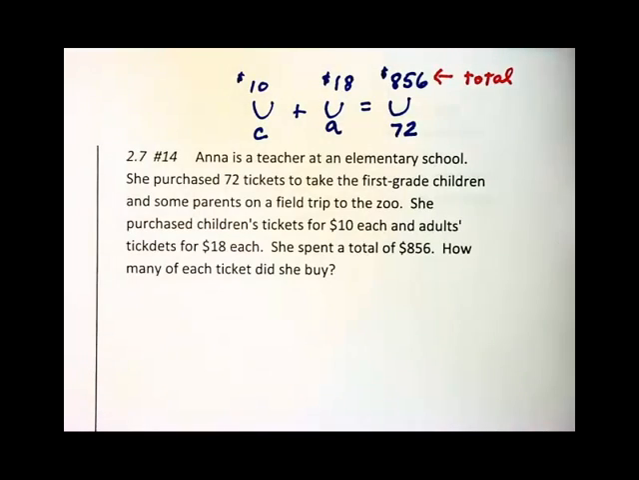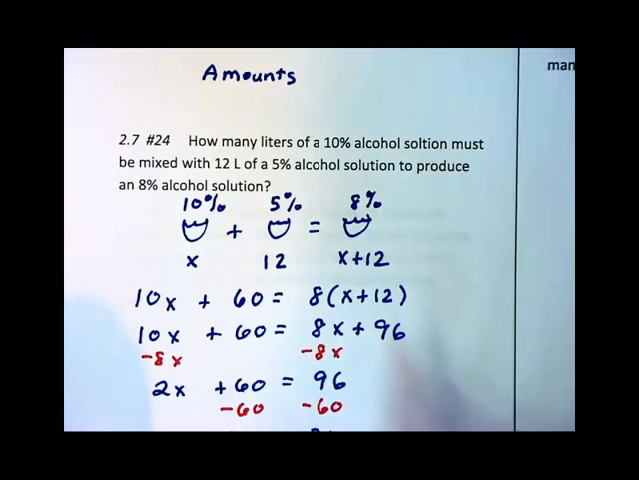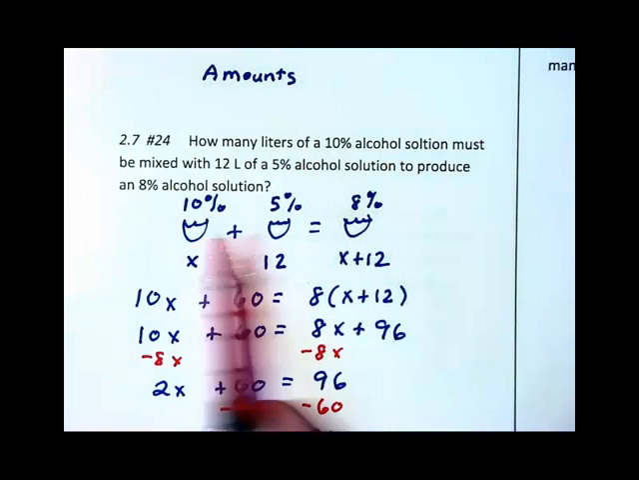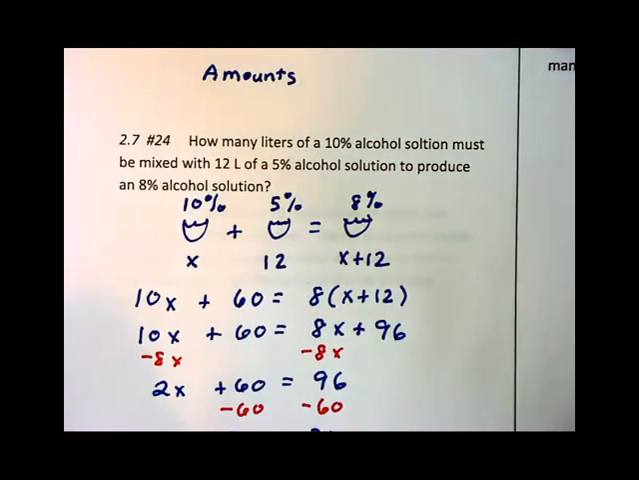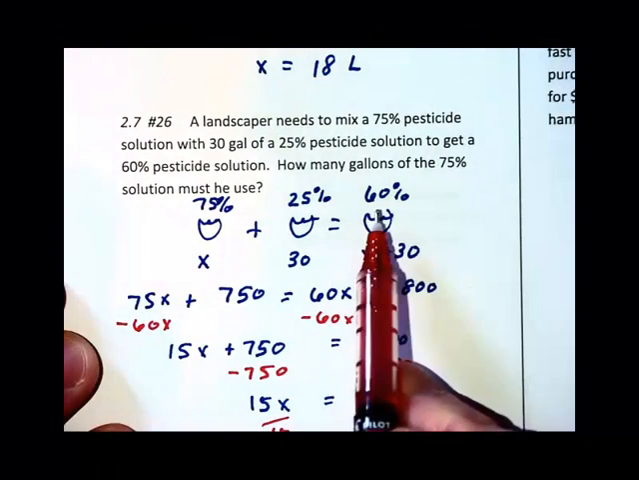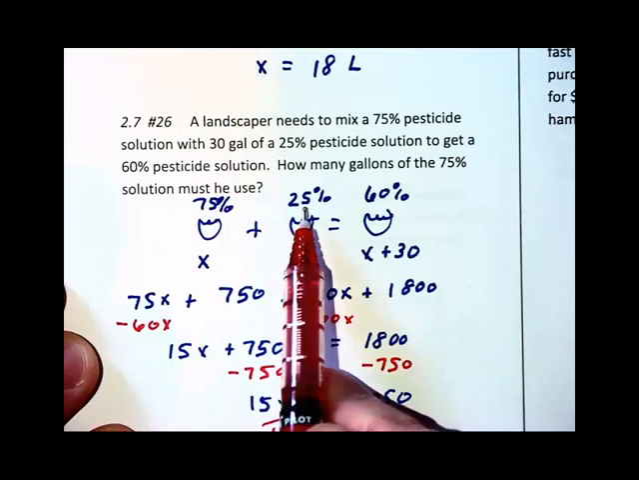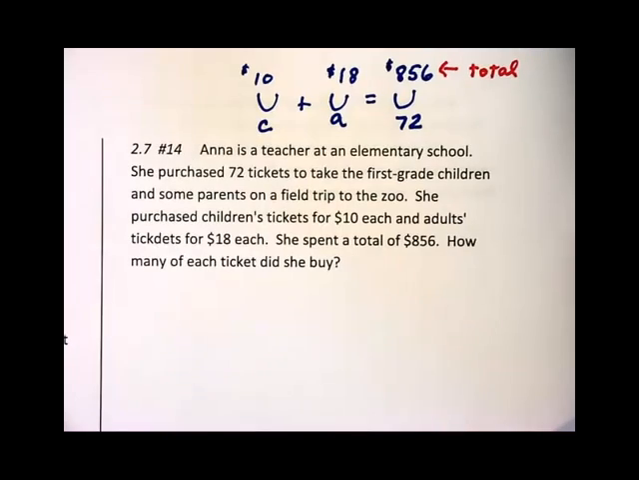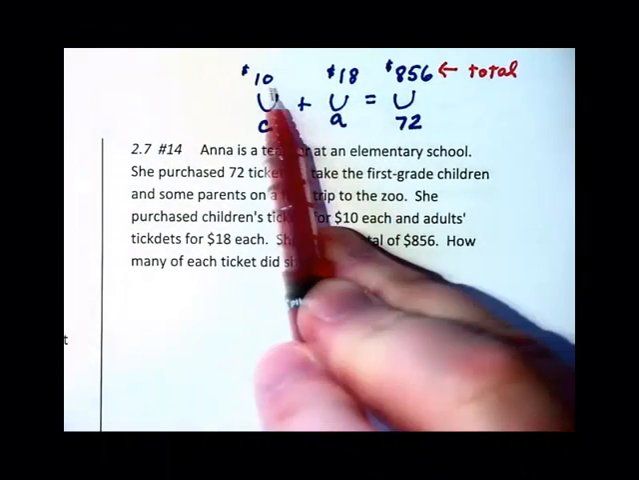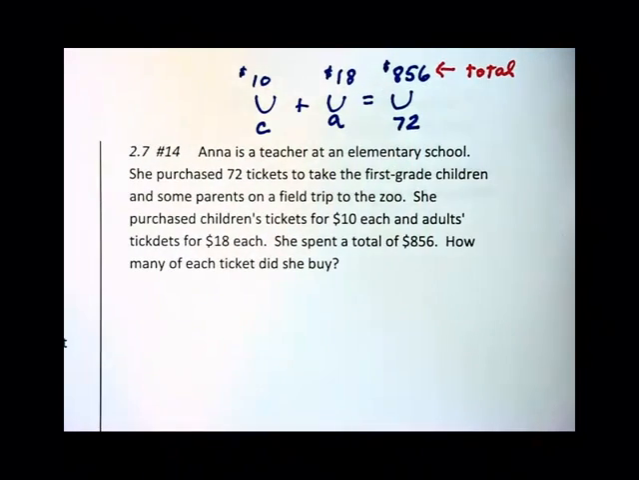If you go back to the previous two problems, notice how 8 falls between 10 and 5 on the first problem we did, and if we go down to the next problem, notice how 60 fell between the 75 and the 25. In this case, that 856 does not fall between the other two. It is a grand total.